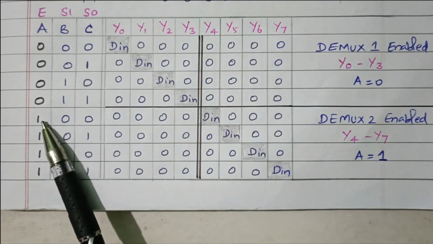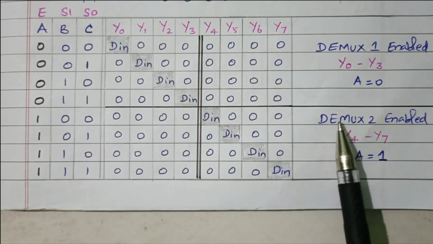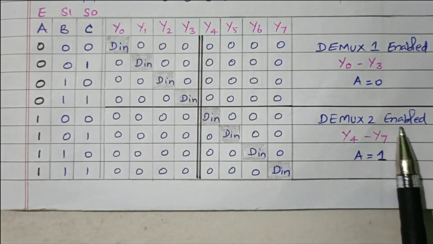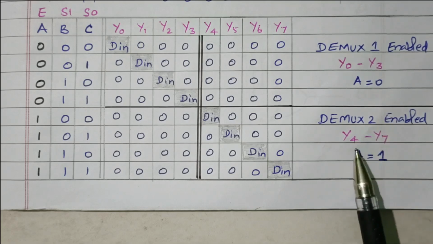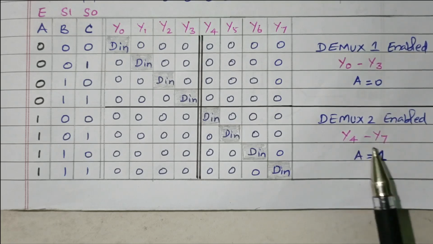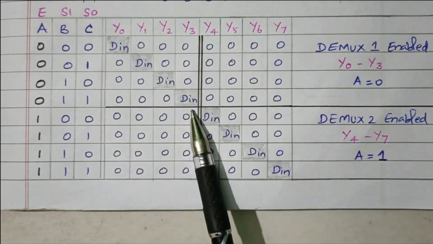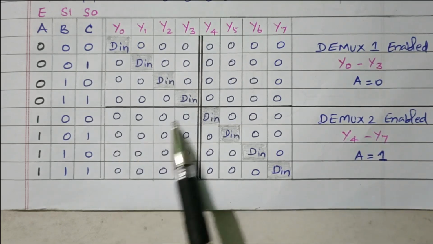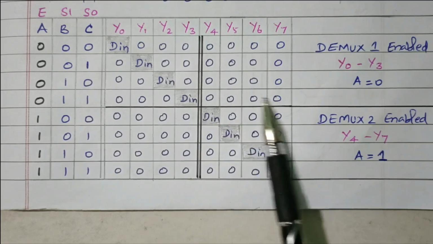Then if enable is 1, what will happen? Demux 2 will be enabled. Demux 1 will be disabled. So we will get the output from Y4 to Y7 when A equals 1. See this, demux 1 is totally disabled. All are zeros. Demux 2 is enabled.